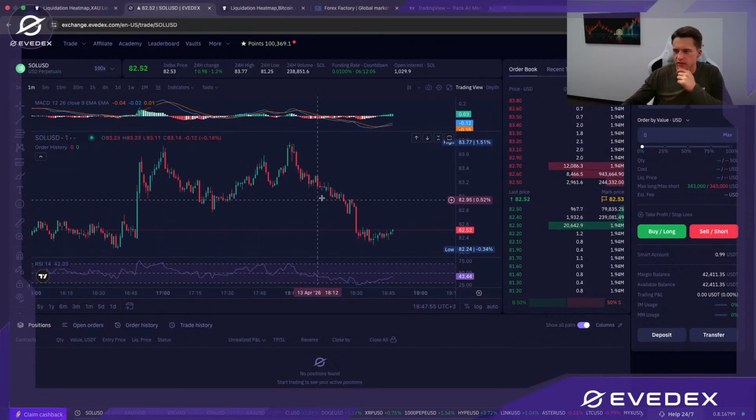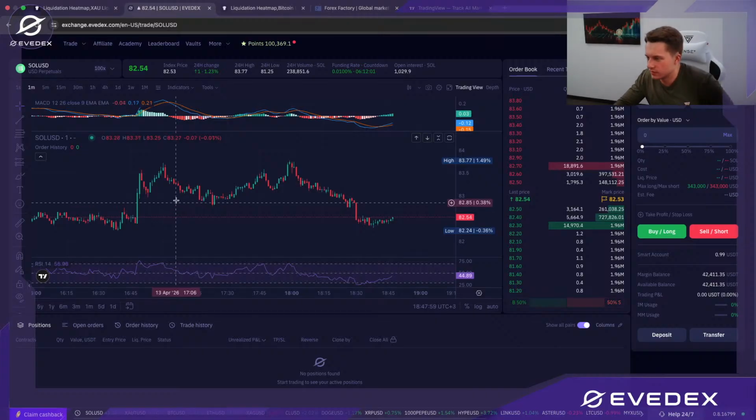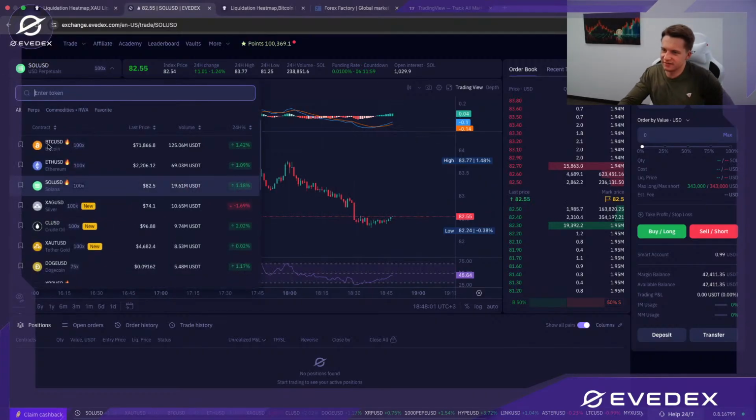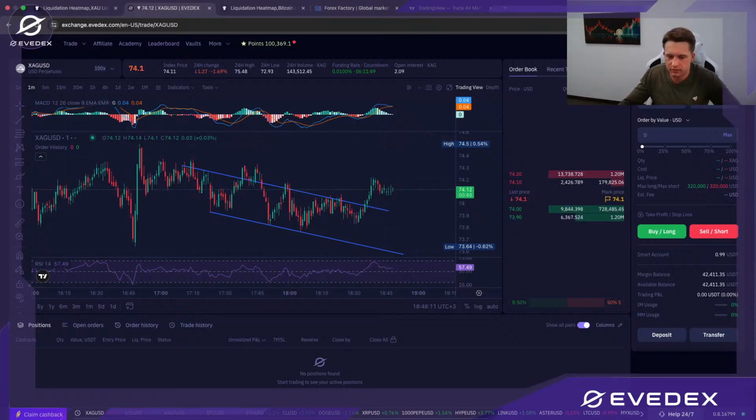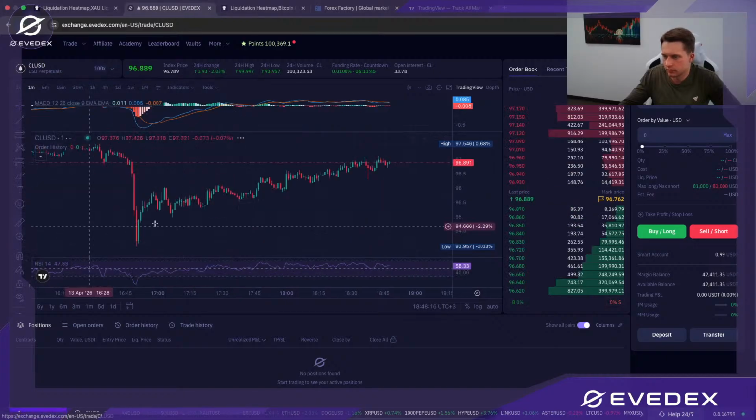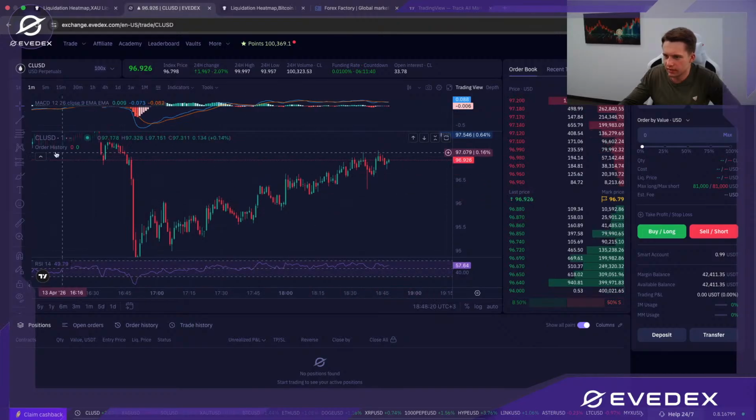Have a look at Solana. I mean, that looks worse. I'm not gonna lie, it looks worse. Silver. It's that crude oil seems to just be in an uptrend at the minute.